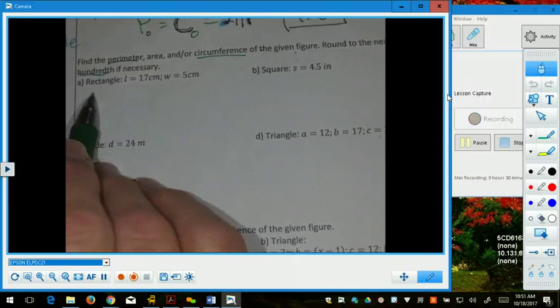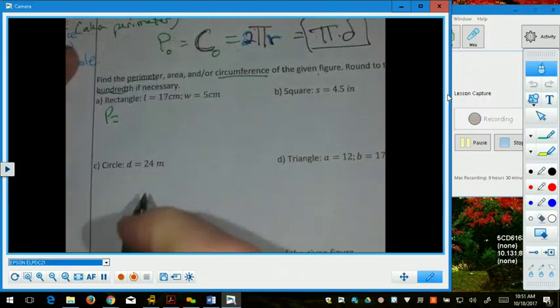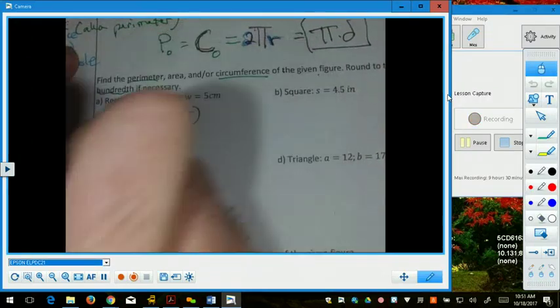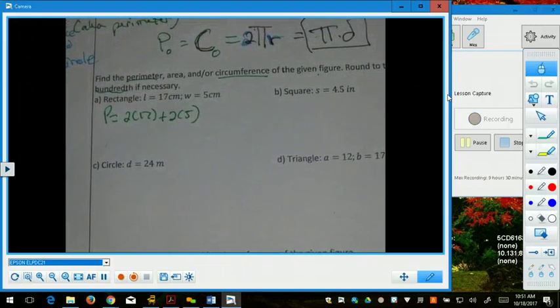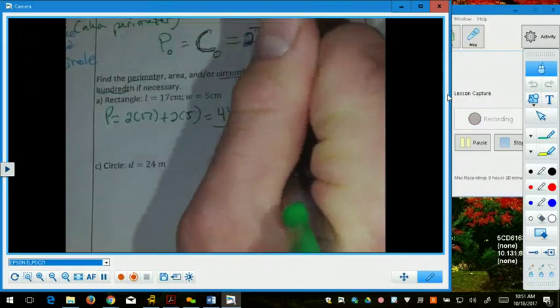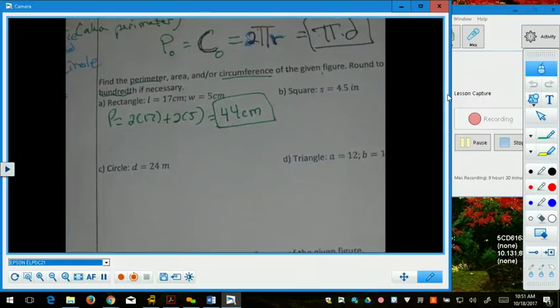So for our rectangle, that's easy. The perimeter is 2 times 17 plus 2 times 5. 34 and 10 is 44 centimeters. Make sure you put units. If it doesn't have a unit, then write units if it doesn't have a unit of measure.